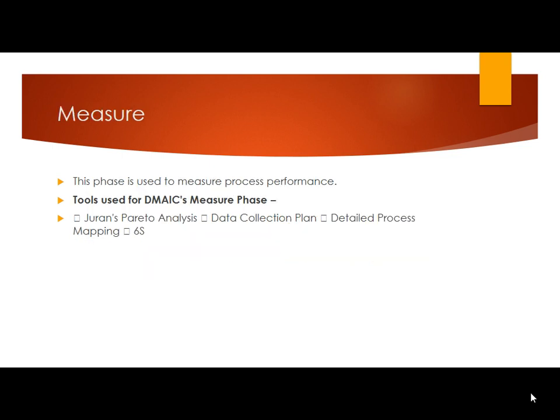Next is measure. M stands for measure. This phase is used to measure the process performance. Various tools used for the DMAIC measure phase are Juran's Pareto analysis, data collection plan, detailed process mapping, 6S or 5S, and various value stream maps.